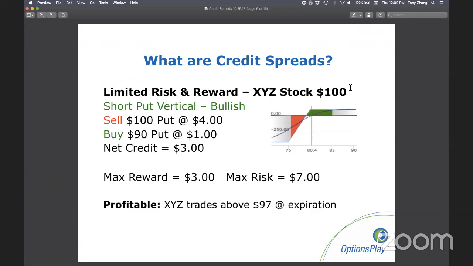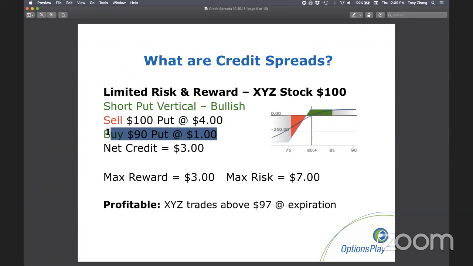Let's say I'm bullish on this stock. I think it might go up to 102, 105, 110, or I think it might stay exactly where it is. That's really when you want to use a credit spread. So a short put vertical is the bullish credit spread, and it's constructed by selling an at the money put. For stock XYZ trading at $100, I'm going to sell the $100 put, and let's say I collect $4 for that put.